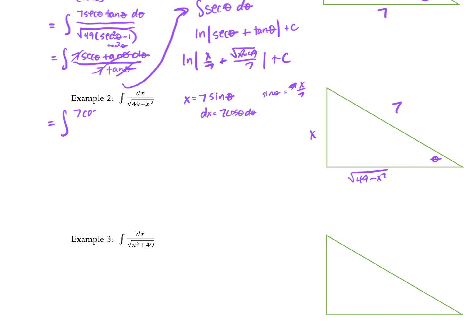On top, we have 7 cosine theta d theta. On the bottom, we have the square root of 49 minus 49 sine squared theta. So are you guys comfortable with this is 7 cosine theta over 7 cosine theta d theta?